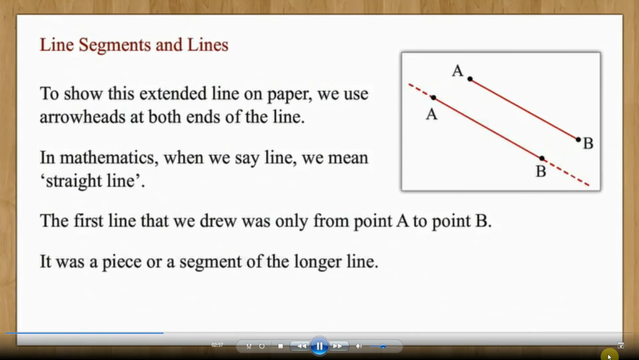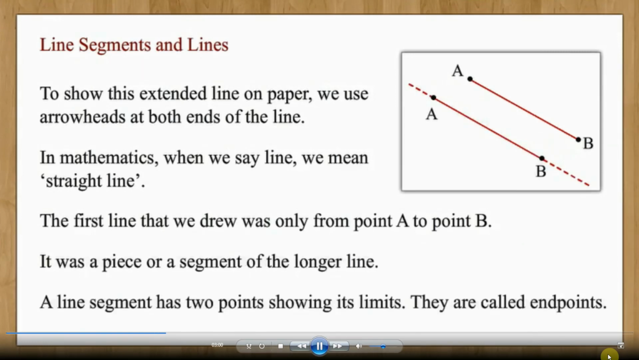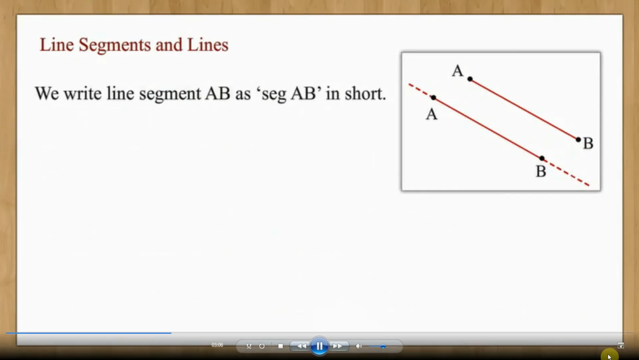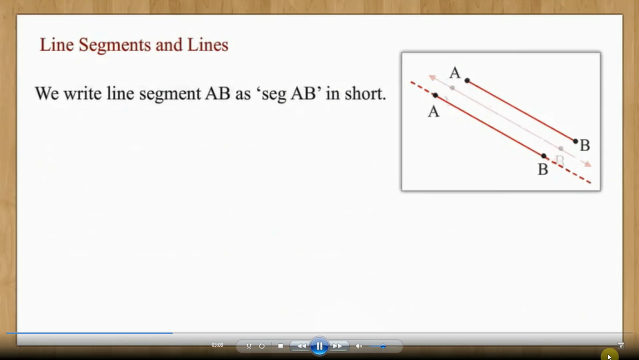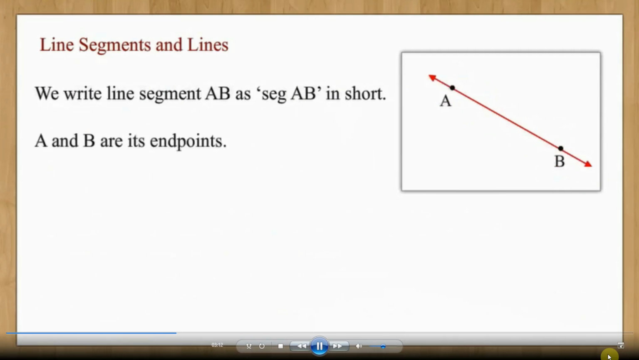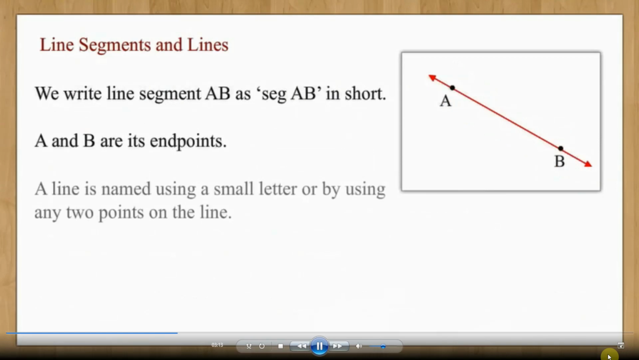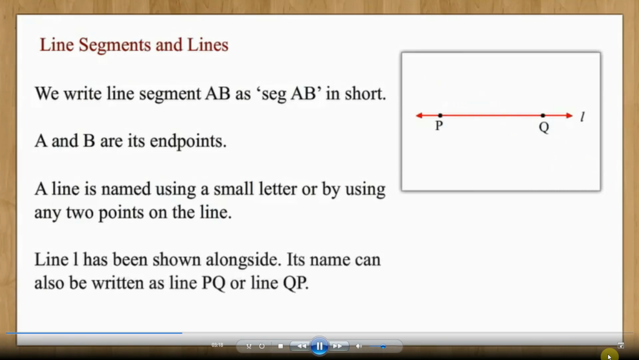A line segment has 2 points showing its limits. They are called endpoints. We write line segment AB as segment AB in short. A and B are its endpoints. A line is named using a small letter or by using any 2 points on the line. Line L has been shown alongside. Its name can also be written as line PQ or line QP.